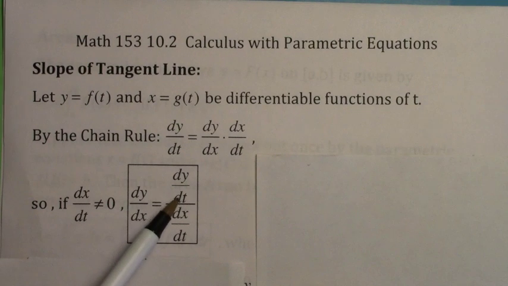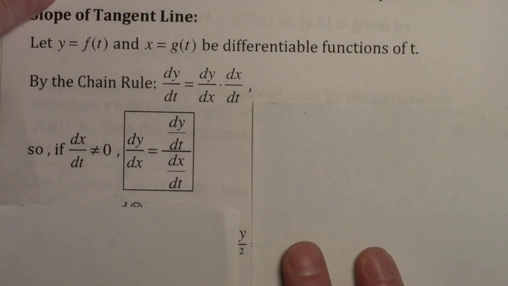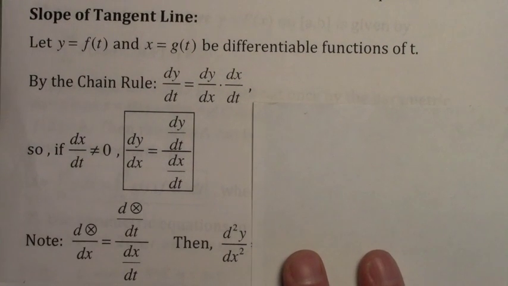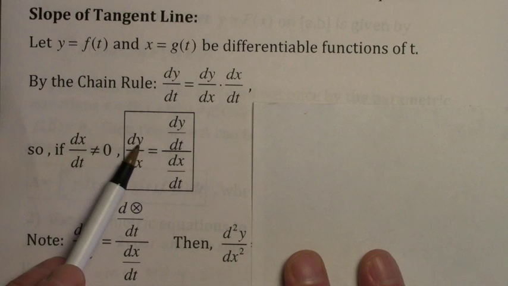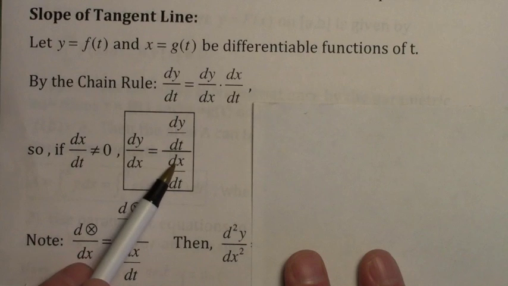It's easy to remember. You can think of it as the dt's canceling, even though that's not really what's going on. Now, what this says is, if you have a function of x and you want to find the derivative of this function with respect to x, it's the derivative of the function with respect to t, and you divide by dx/dt. That's what this says, right? You take the derivative with respect to t and divide by dx/dt.